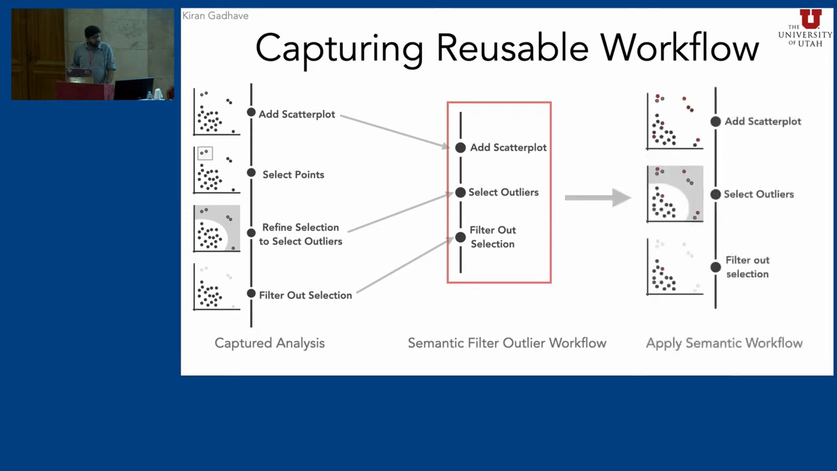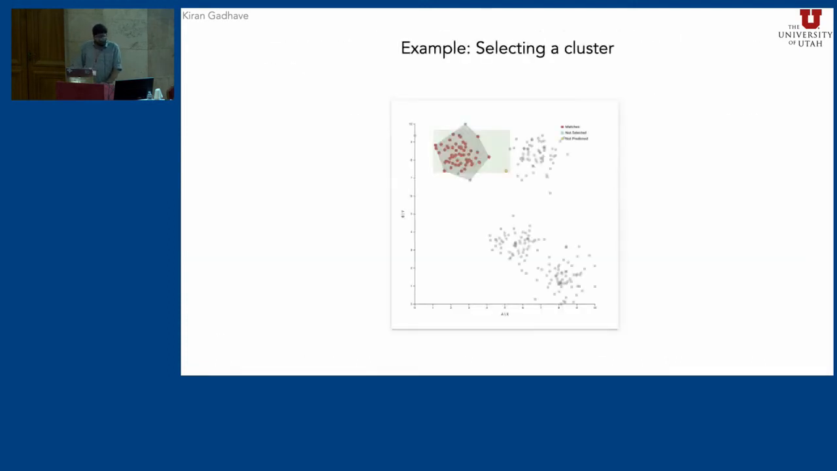If we apply this semantic workflow to this new data set, we can see it selects the outliers correctly and doesn't affect the inliers. So we implemented a prototype to show our techniques. Here we have an example from our prototype where the analyst starts with a rectangular brush to select a cluster, but then they use a cluster prediction from the system to improve on their rectangular brush selection.